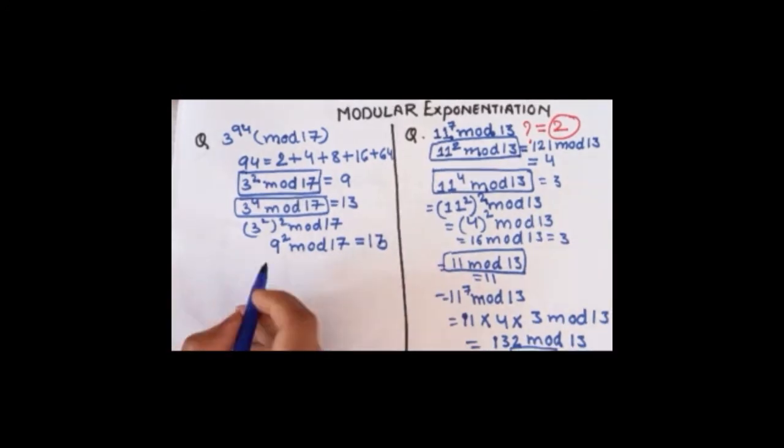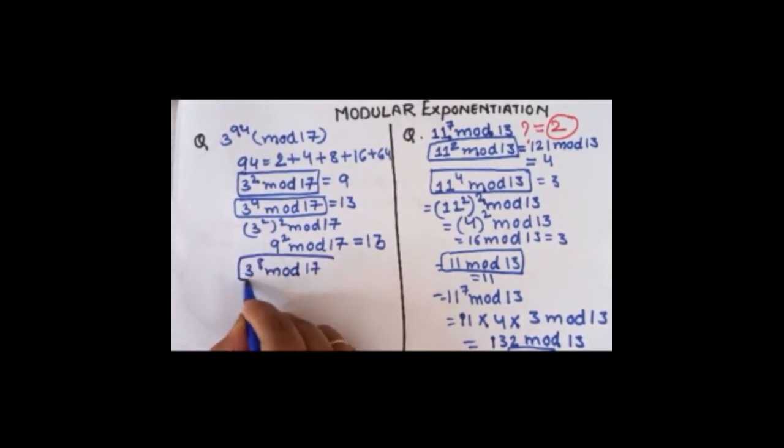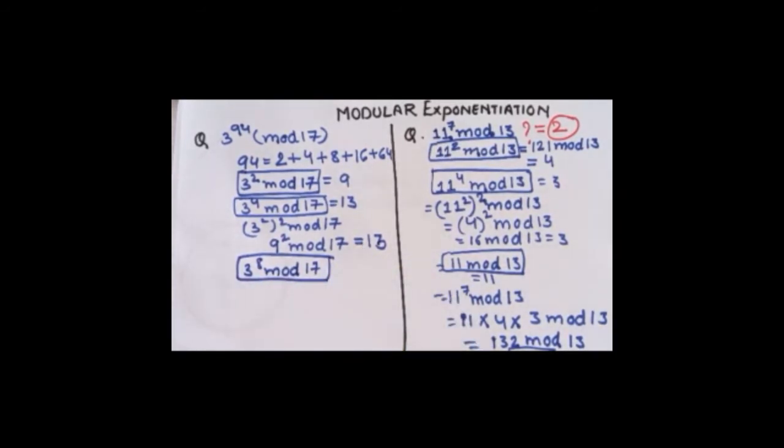Okay, moving ahead, 3 to the power 8 mod 17. Now this is a big number, right? You may fear, how do you find this? Do not fear. We are doing this in powers of 2 for a reason. How can you write 3 to the power 8? You can write this as (3 to the power 4) to the power 2 mod 17, isn't it? You can write 8 like this. Yes.